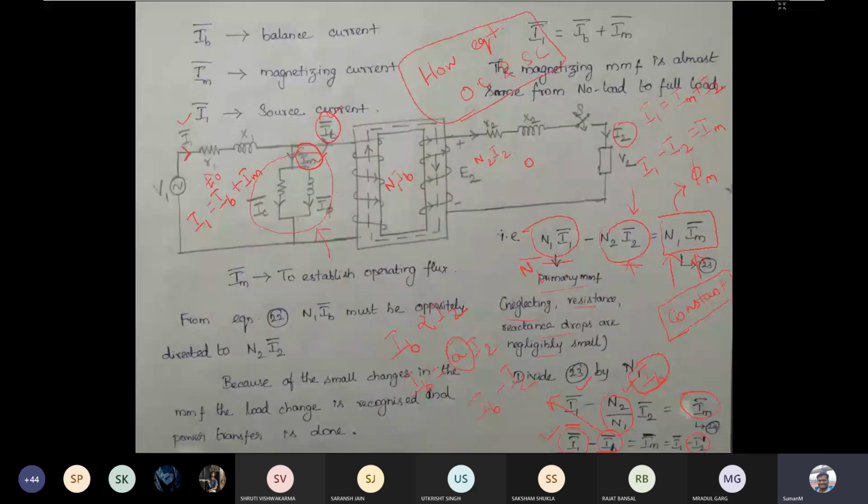So in the next two classes, we'll be completing this transformer part. The main things are the phasor diagram, the equivalent circuit and the open circuit test. In the next class, we'll see how to draw the equivalent circuit and how to draw the phasor diagram for the transformer under loading condition. It is almost the same, with not much difference from the previous phasor diagram we have seen.